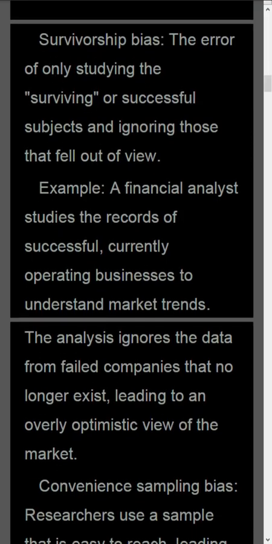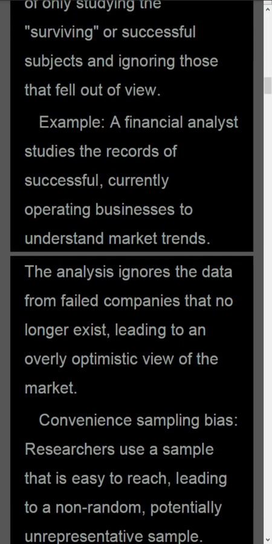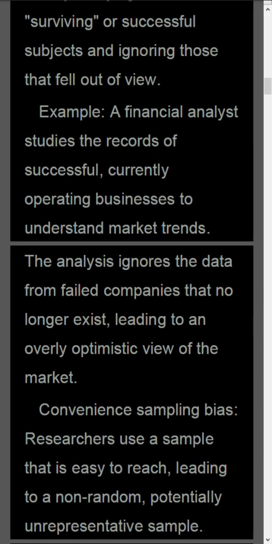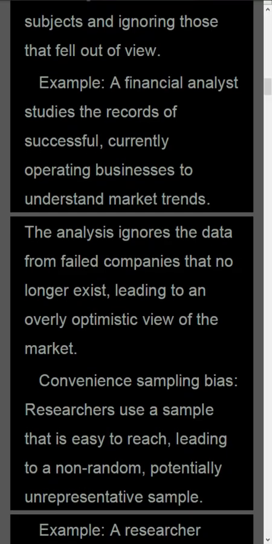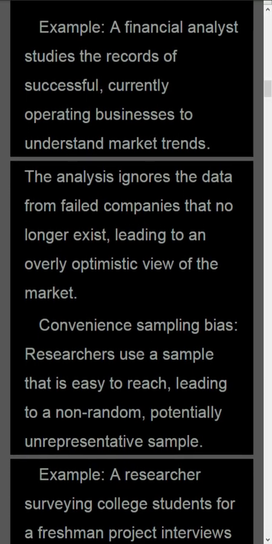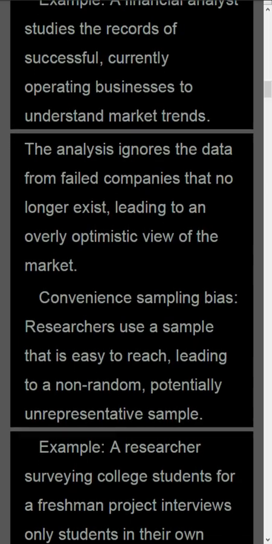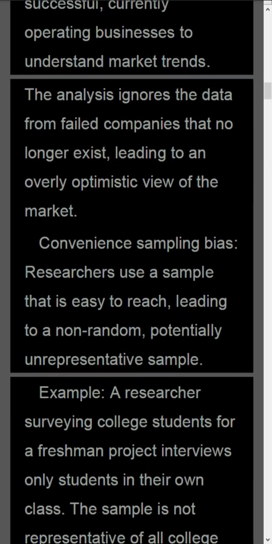Survivorship bias. The error of only studying the surviving or successful subjects and ignoring those that fell out of view. Example. A financial analyst studies the records of successful, currently operating businesses to understand market trends. The analysis ignores the data from failed companies that no longer exist, leading to an overly optimistic view of the market.